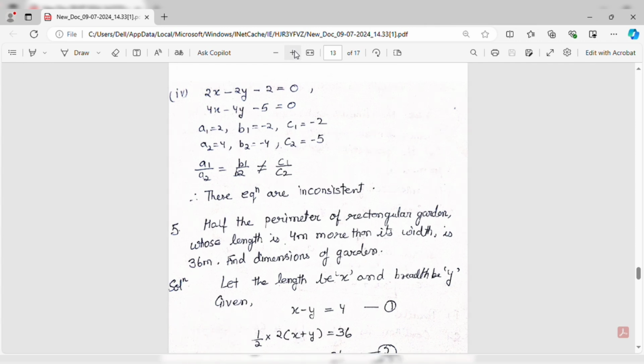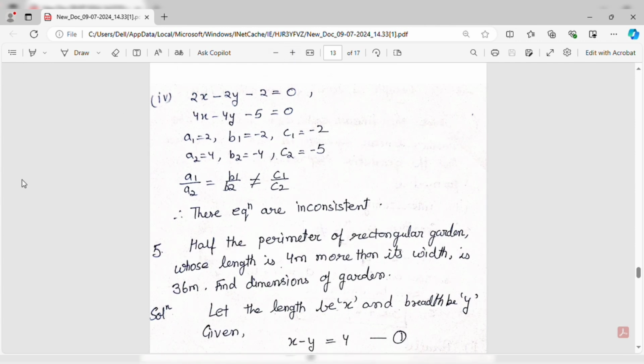In the fourth part, again the lines are inconsistent because the ratios A1 upon A2 and B1 upon B2 are equal, but not equal to C1 upon C2.